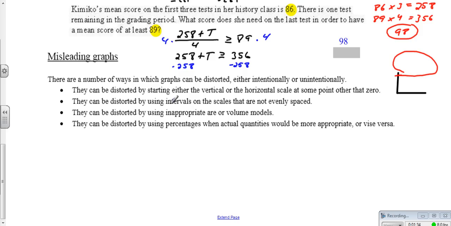They can be distorted by using intervals on the scales that are not evenly spaced. So you can change the x and y values. You can go by 10s or 5s or 20s because sometimes that affects how it looks. And volume is a measure of space. We'll see an example of what that looks like, because you can make something look larger by making it three-dimensional. And you can also use percentages when actual quantities would be more appropriate.